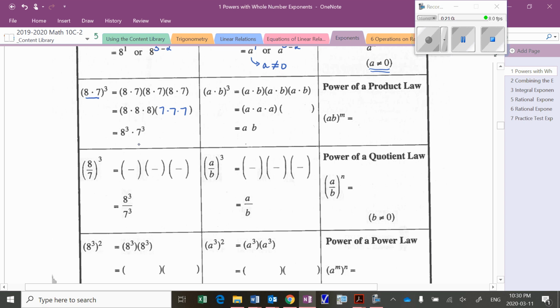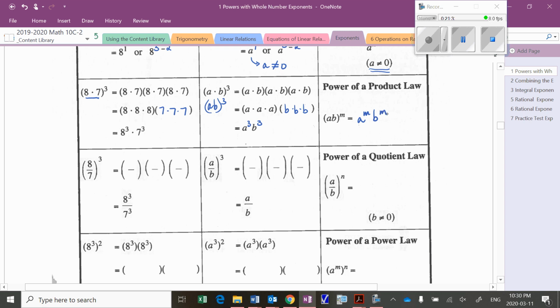So similarly with a and b, if we replace that 8 and 7, so we've got a times b times a times b times a times b. That of course could also be written as ab cubed, and a times a times a times b times b times b, and so that's a cubed times b cubed. So ab to the m is the same as a to the m times b to the m.